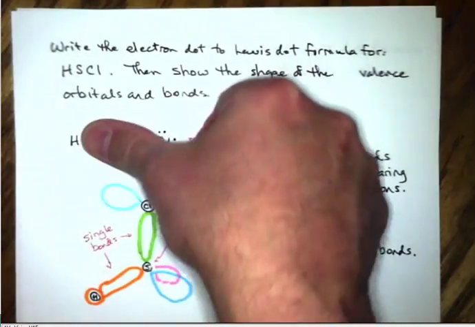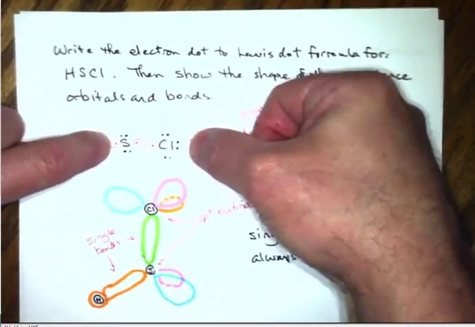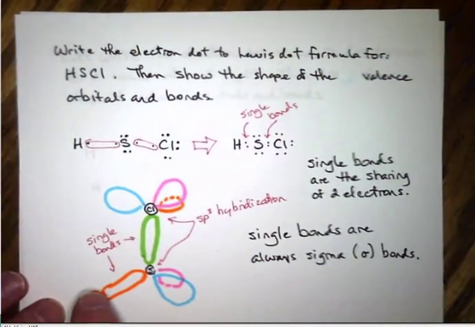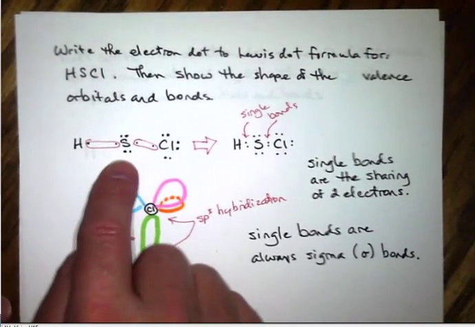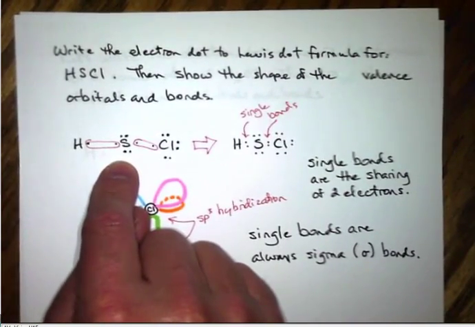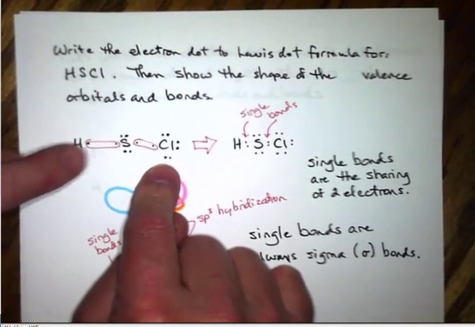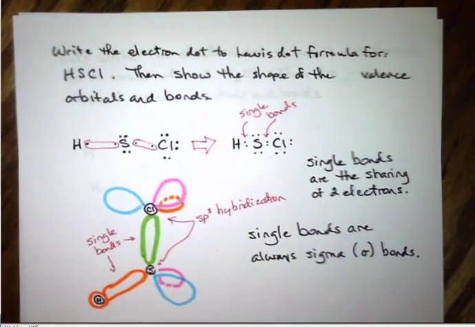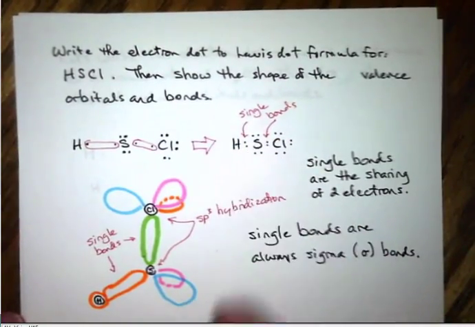Here's our electron dot formula for hydrogen, for sulfur, and for chlorine. We want to combine those in such a way that the hydrogen gets 2 electrons, which fills up its valence level. Sulfur gets 8 electrons, which fills up its valence level. Chlorine gets 8 electrons, which fills up its valence level. So most atoms want to have 8 electrons like the sulfur and the chlorine. Hence we get something called the octet rule. And so what we end up with is this Lewis dot formula that looks like this.